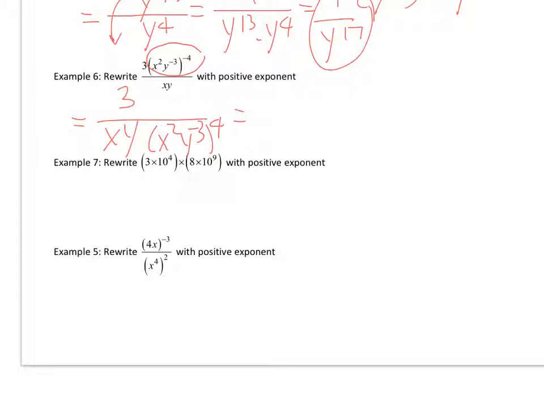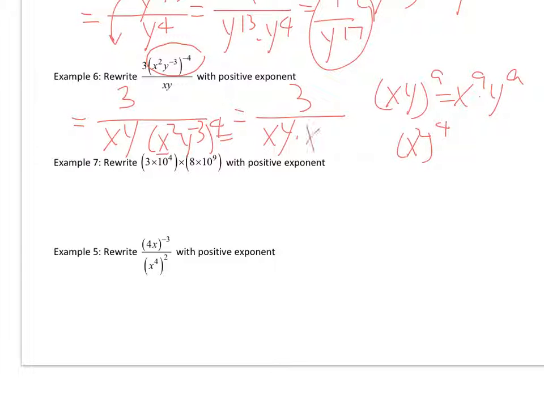And then recall xy to the a power was x to the a times y to the a, right? So when you have fourth power, and I will have xy times x squared to the fourth, which is x to the eighth. You multiply them together. And then y to the negative 3 to the fourth is going to be y to the negative 12. Okay, we're not quite done here because we still have a negative exponent.